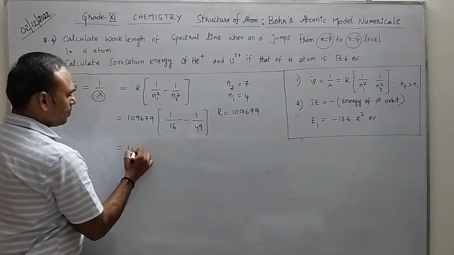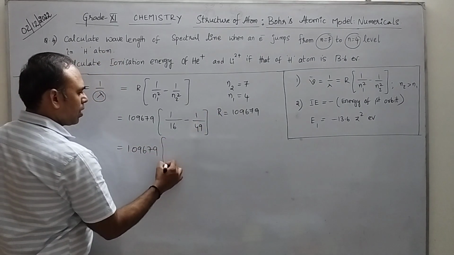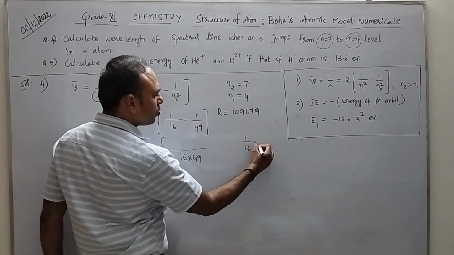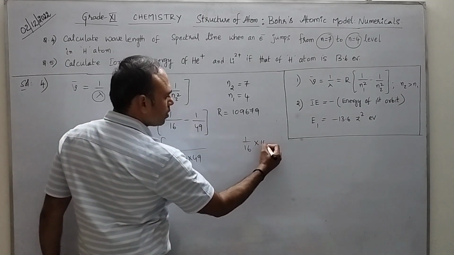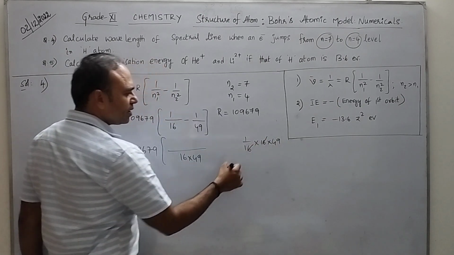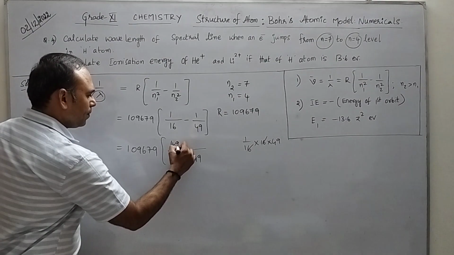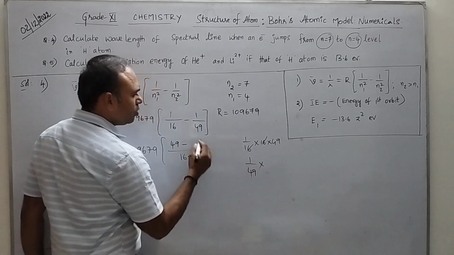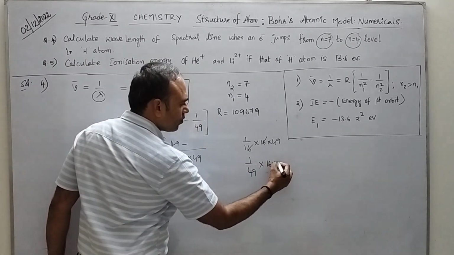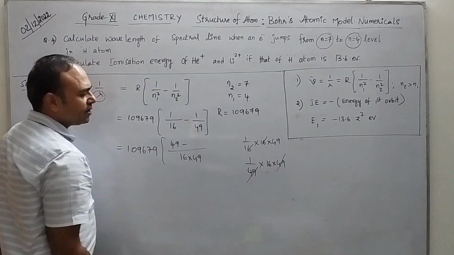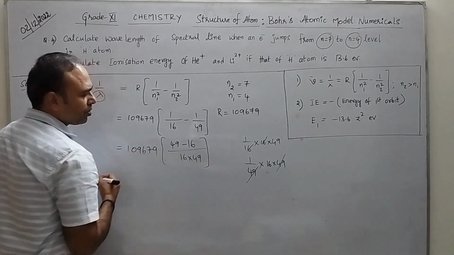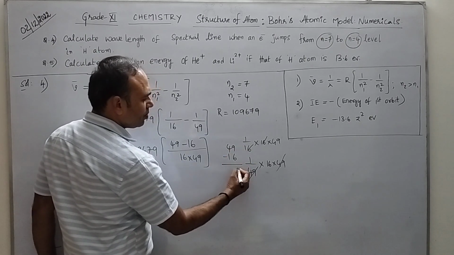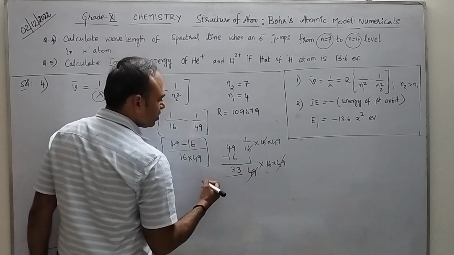On taking LCM, 16 into 49. So here you know that process, 1 by 16 into 49. So 16 gets cancelled and you get 49. Minus second one also, 1 by 49 into 16 into 49. 49 gets cancelled and here you will get 16. So what is 49 minus 16 here? 9 minus 6, 3. 4 minus 1, 3. 33.